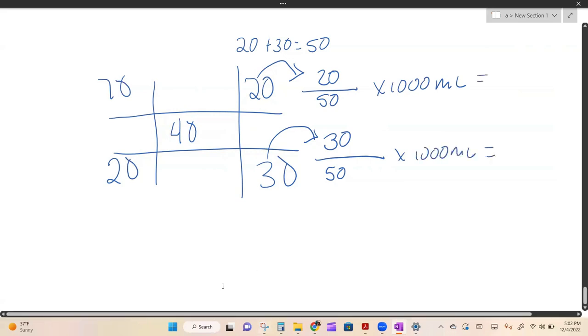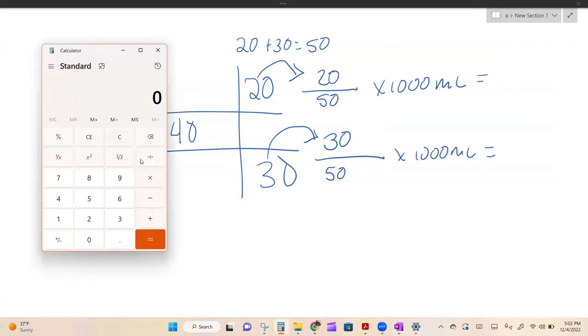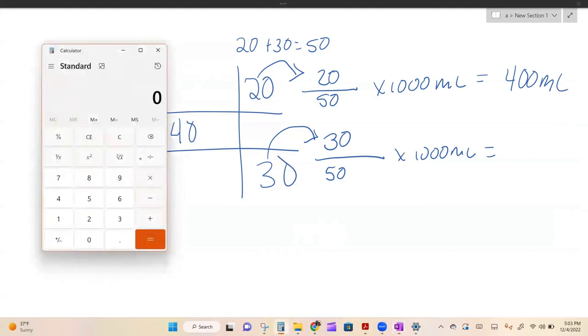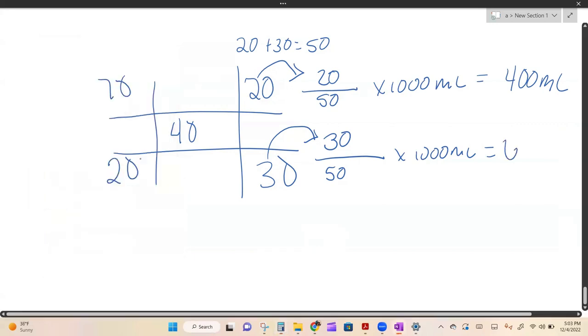All right, so now we can do our math. The first one is going to be 20 divided by 50 times 1000, which gives me 400 ml. The second one is 30 divided by 50 times 1000, which gives me 600 ml. These are nice because you can check your answer. Your 2 numbers should add up to what you're making, and it does.